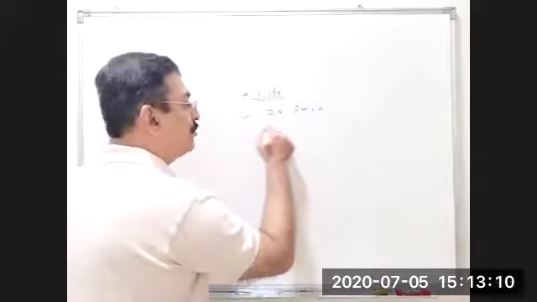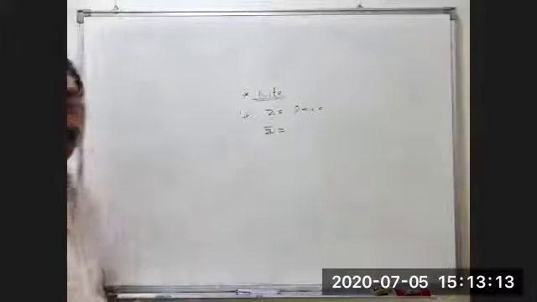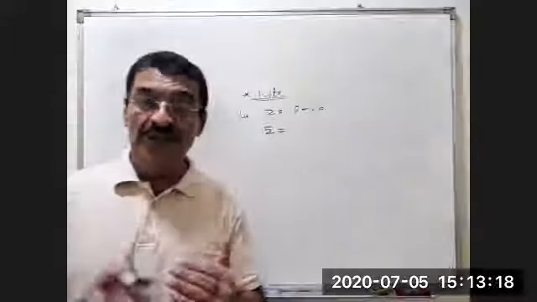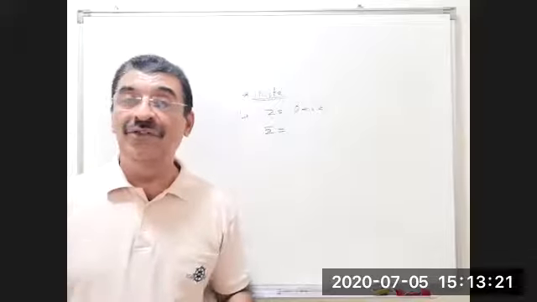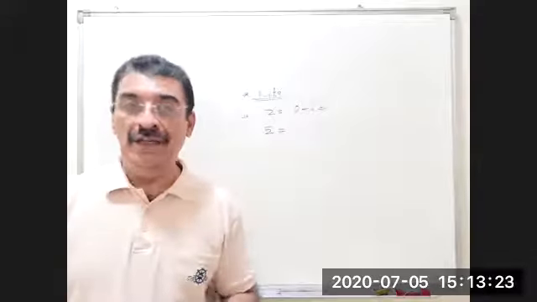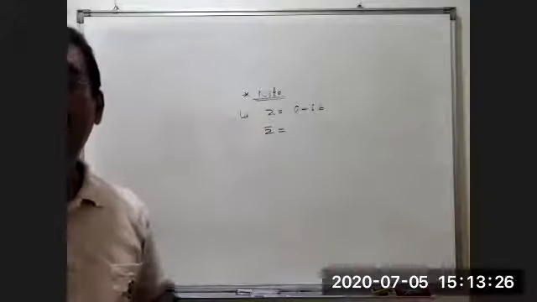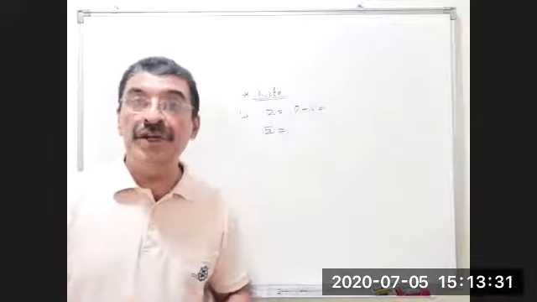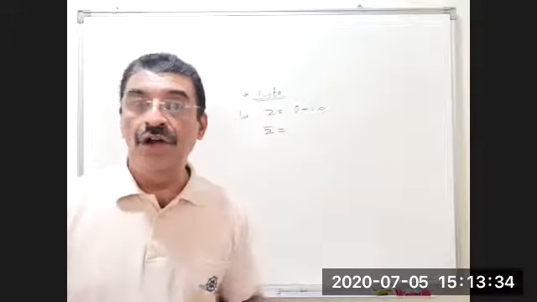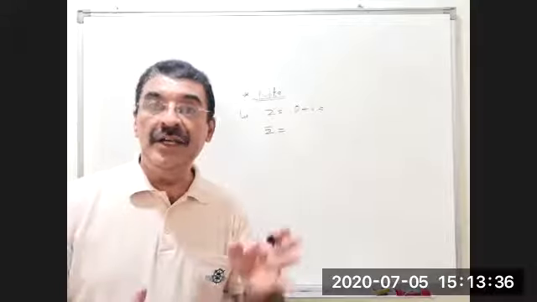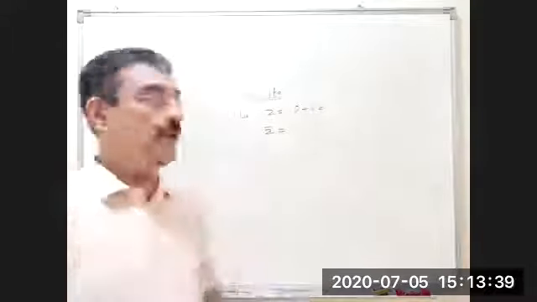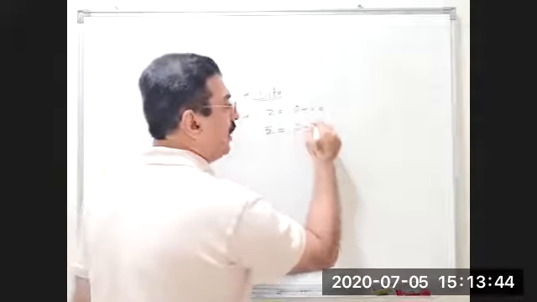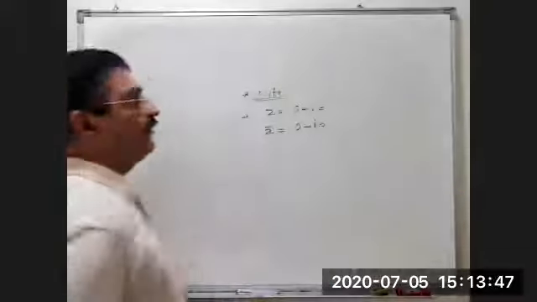You know the meaning of Z bar? If Z is a plus ib, Z bar is called its conjugate. So Z bar denotes the conjugate of Z. And how do we write the conjugate? Conjugate means the complex number which differs in the sign of its imaginary part. That means a, with the sign changed, minus ib. Z bar is a minus ib.